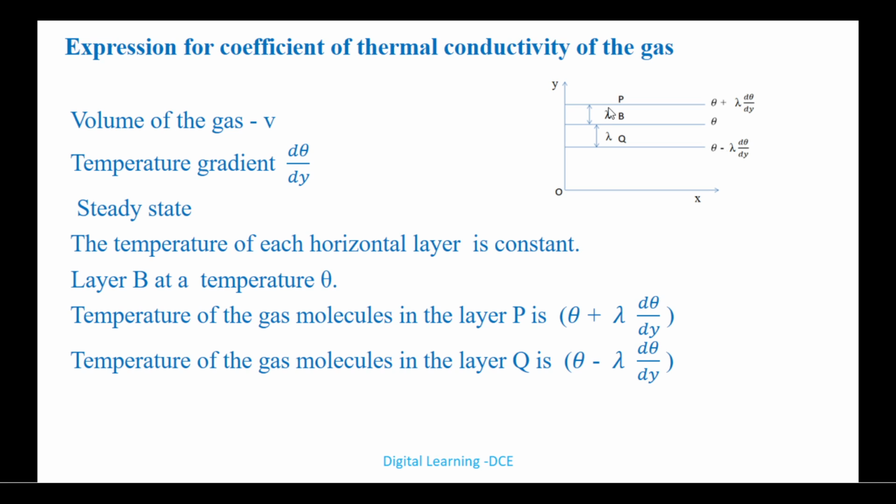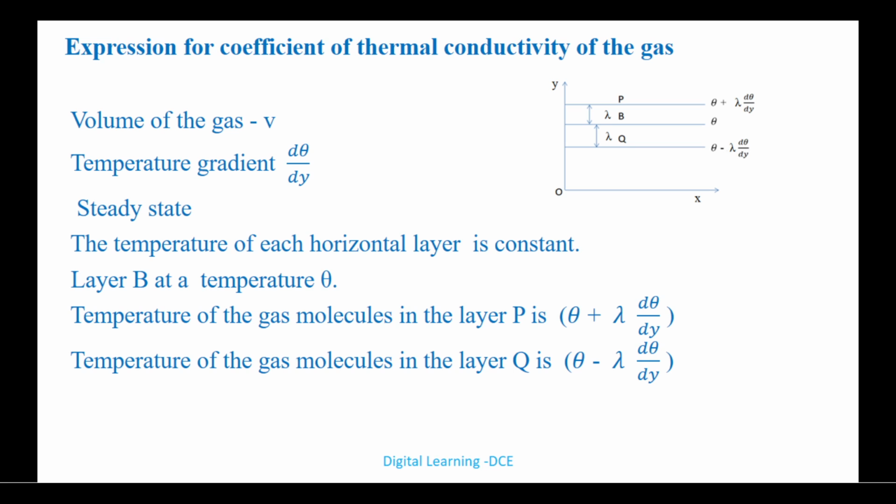Then the temperature of the gas molecules of the layer P is equal to theta plus lambda d theta by dy. Here the temperature of the gas molecules of the layer B is equal to theta, and the temperature of the gas molecules of the layer P is theta plus lambda d theta by dy. Similarly, the temperature of the gas molecules of the layer Q is equal to theta minus lambda d theta by dy.